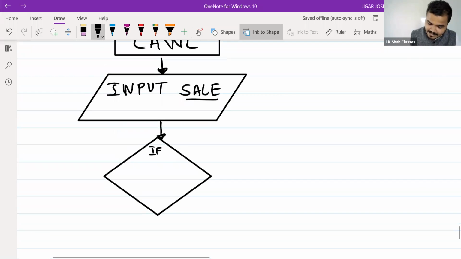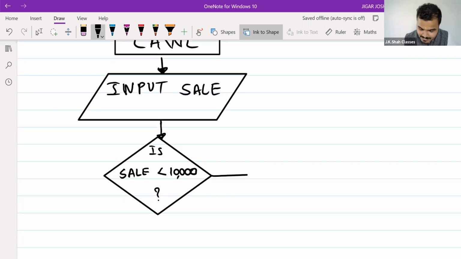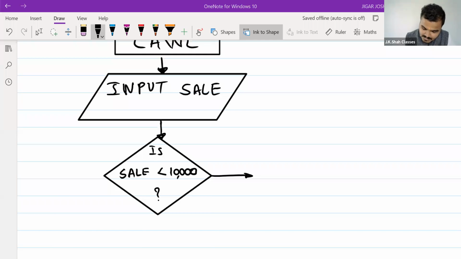Understood? And I will write it down very clearly. See this, the sale amount is here. We will define the variable sale only. So here you should write the same thing: if sale is less than 10,000. Or you can write: if sales is less than 10,000? Question mark. The answer is yes.